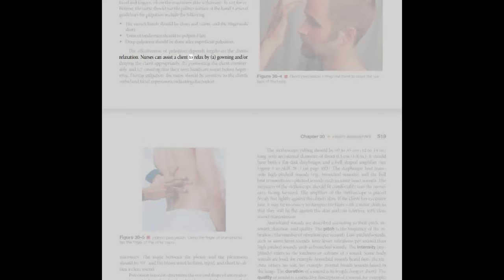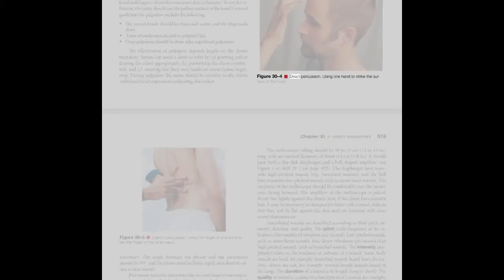Nurses can assist a client to relax by: a. gowning and/or draping the client appropriately, b. positioning the client comfortably, and c. ensuring that their own hands are warm before beginning. During palpation, the nurse should be sensitive to the client's verbal and facial expressions indicating discomfort.